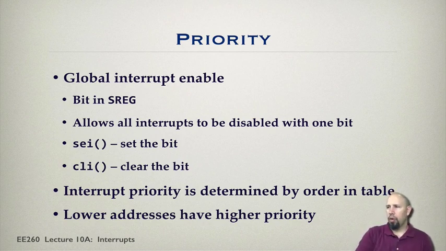As far as interrupt priority, the interrupt priority is determined by the order in that table. So we have that table with the reset and interrupt 0, interrupt 1, and so forth. That is the priority. So for example, if interrupt 0 and interrupt 1 come in at the same time, interrupt 0 is the one that's going to be done first. Okay, so the lower the address, the higher the priority. So address 0 is the first, that's reset, and so on.